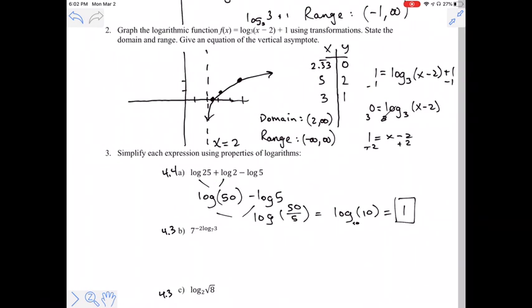Now on 4.3, the key here is we do have a log base 7, and then there's a base 7 here, but they don't cancel each other yet. We've got to do something with this negative 2 coefficient. Remember, at one point it was an exponent, so I'm going to go ahead and rewrite that negative 2 as an exponent. Now the base 7 cancels log base 7, and we have 3 to the negative 2, which is 1/9.